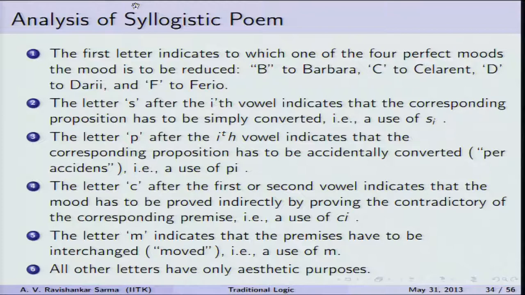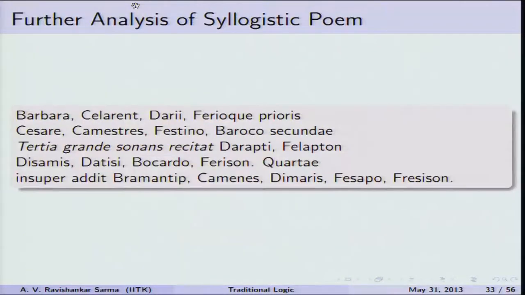Suppose you find any Latin word which starts with D, that can be reduced to Darii. And if you have any letter F, it can be reduced to Ferio. For example, in this syllogistic poem, let us say you consider Dimatis, D-I-M-A-T-I-S. That can be reduced to only Darii. That means the one which is in the fourth figure can be reduced to the first figure, that is the A-I-I proposition with respect to the first figure.